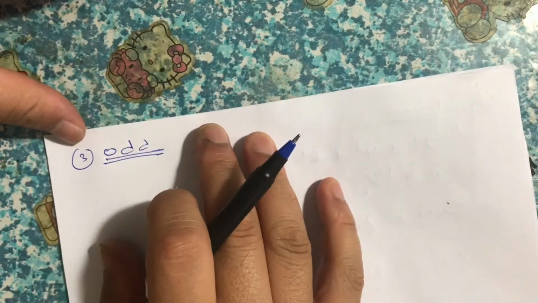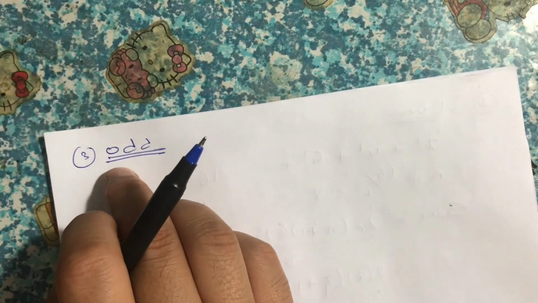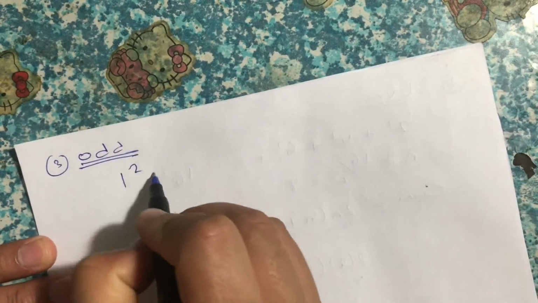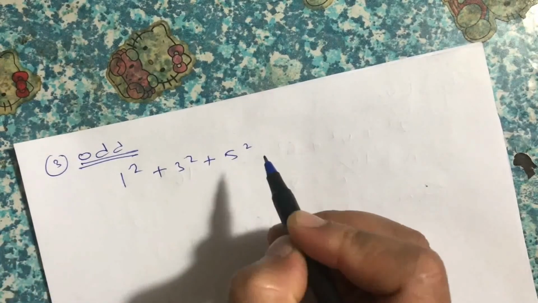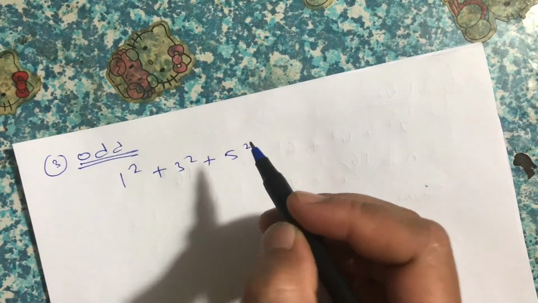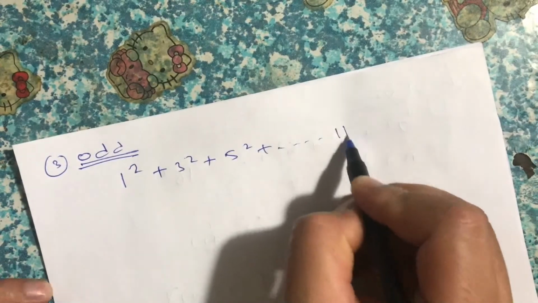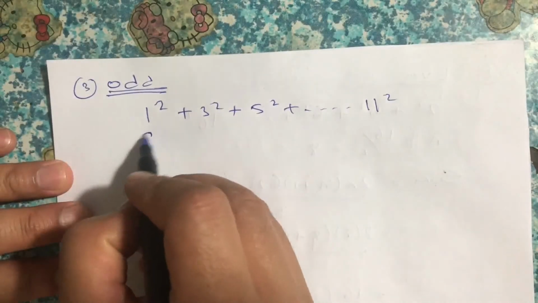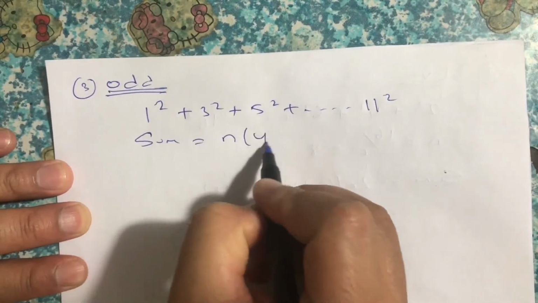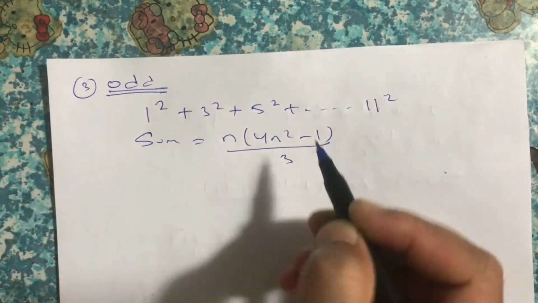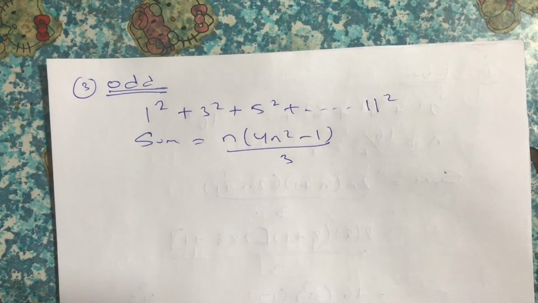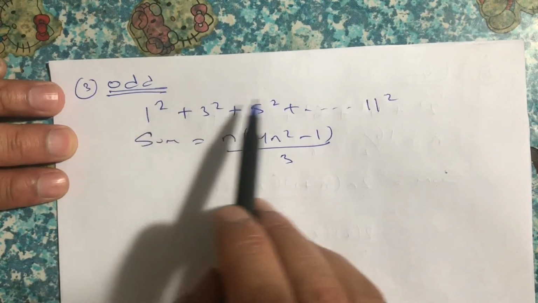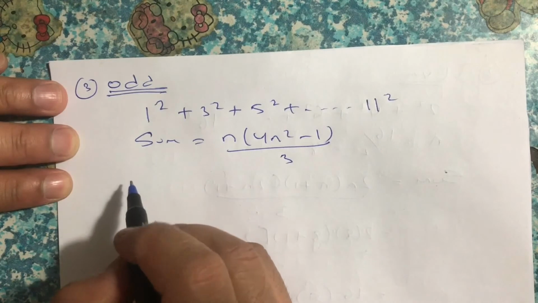Okay, now let's move on to the odd ones. It'll be a square only, but now we move on to the odd ones. So it'll be 1 square plus 3 square plus 5 square, plus dot dot dot, let's say up to 11 square. So first let's write the formula of the sum. Sum will be equal to n(4n square minus 1) divided by 3. That's the formula that we will apply to find the sum of the squares of the odd numbers. Then let's first find n.